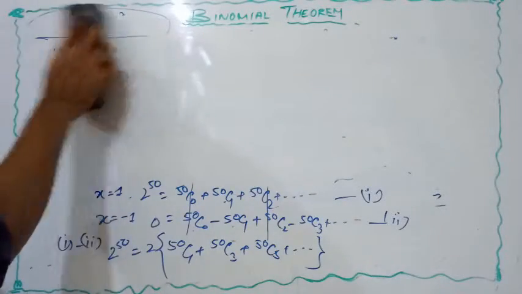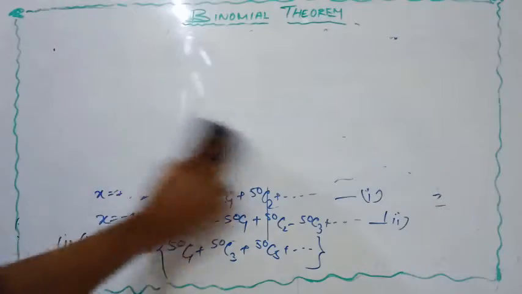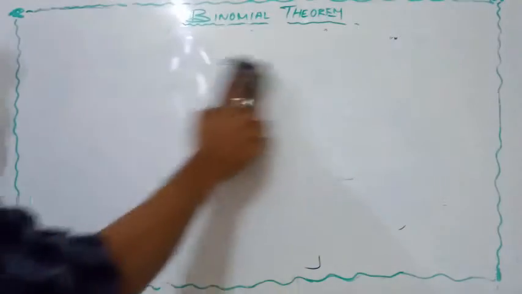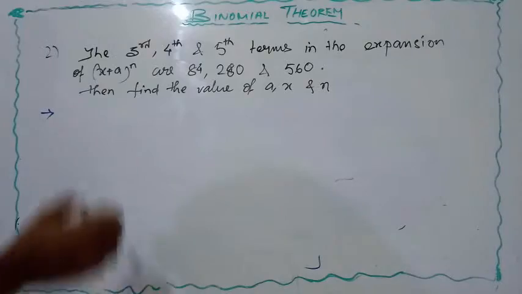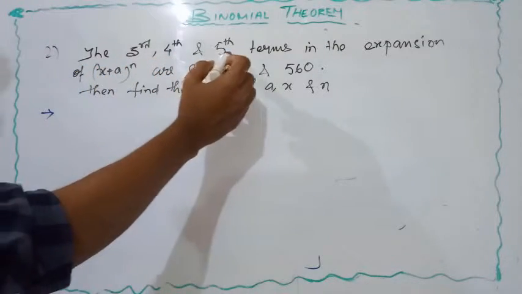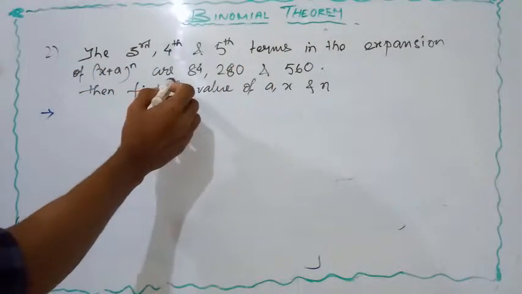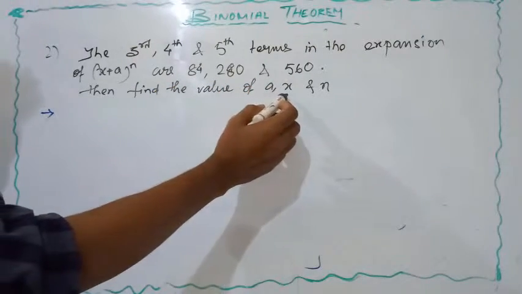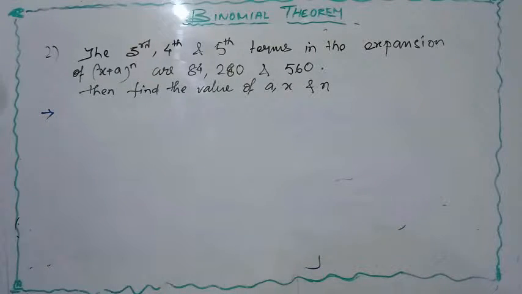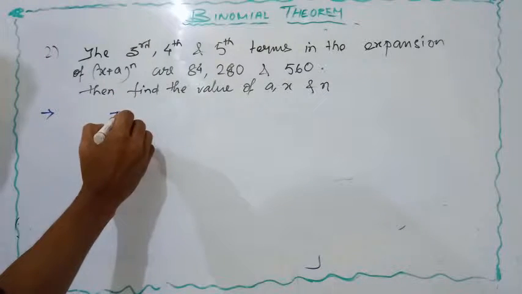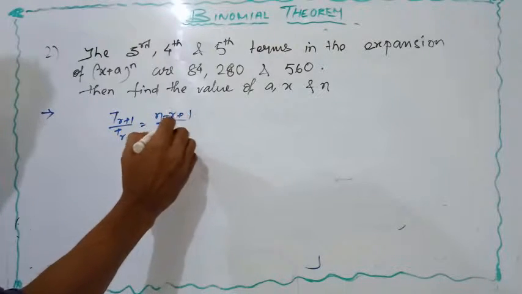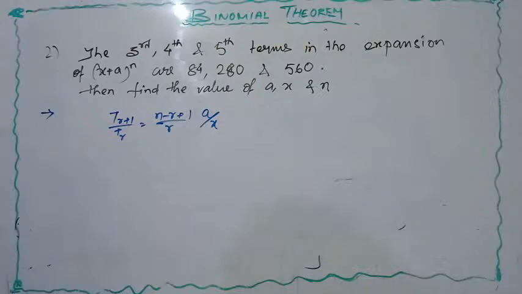So this was a question based on the two properties. Now we'll solve some IIT JEE level question from binomial theorem. Suppose the question is given: the third, fourth and fifth terms in the expansion of (x plus a) to the power n are 84, 280 and 560. Then we have to find the values of a, x and n, right? So how can we do this type of problem? We know from the formula that T(r plus 1) by T(r) is equal to (n minus r plus 1) by r into a by x, right?